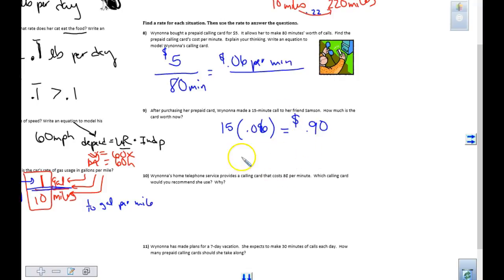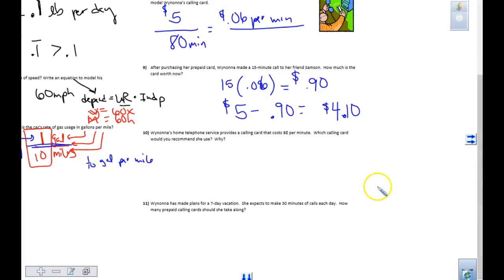So how much is left on our card? We have to take the $5 originally on our card and subtract 90 cents. How much is left on our card? $4.10. In the back of the book it says 4.06. It's wrong. So then I thought I was doing it wrong. No.